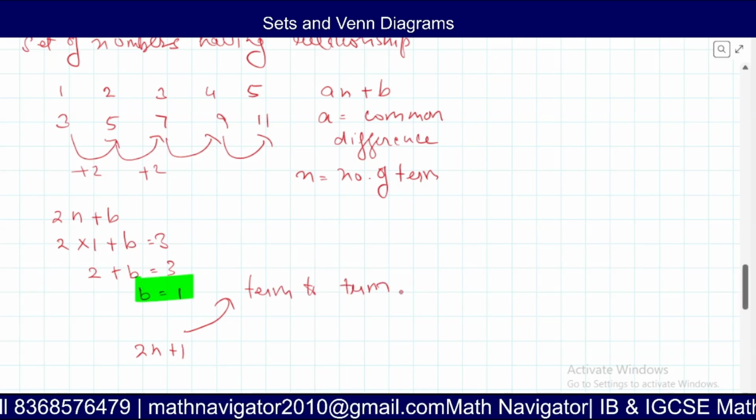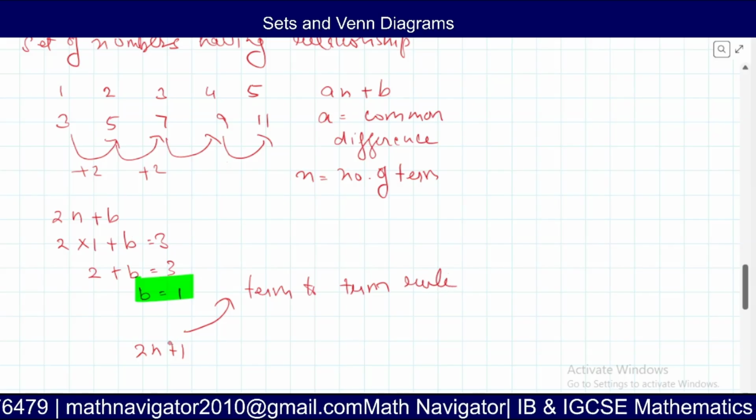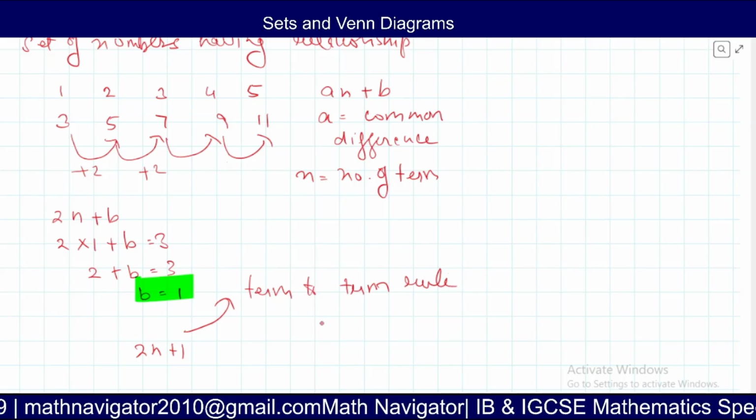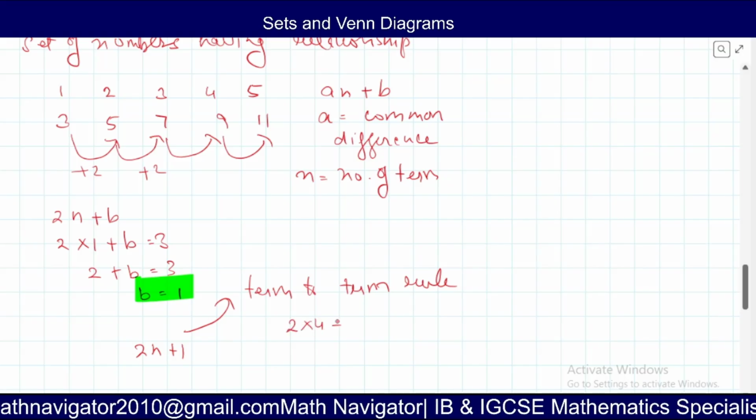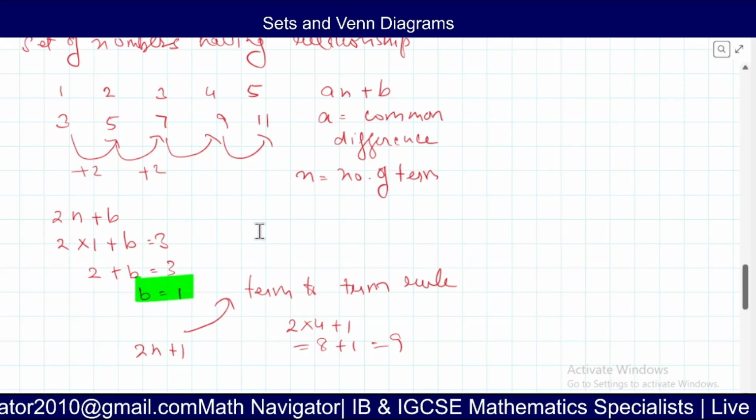What do we mean by this rule? You put the number of the term, and you will get that term. So let's put n as 4. That means my fourth term. So 2 times 4 plus 1, which is 8 plus 1, 9. So this is called the nth term rule.